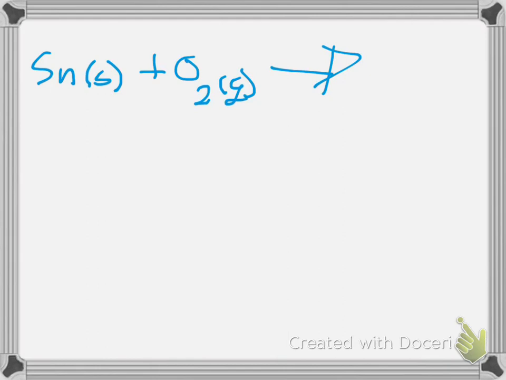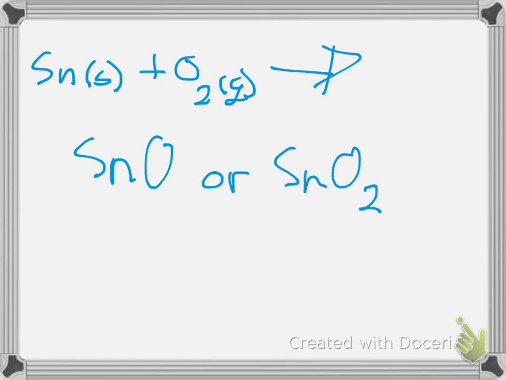Okay. So we should end up with either SnO or with SnO2, because if you look at tin, you'll discover that tin has more than one charge that it can form, so it's possible that we'll wind up with different oxides.